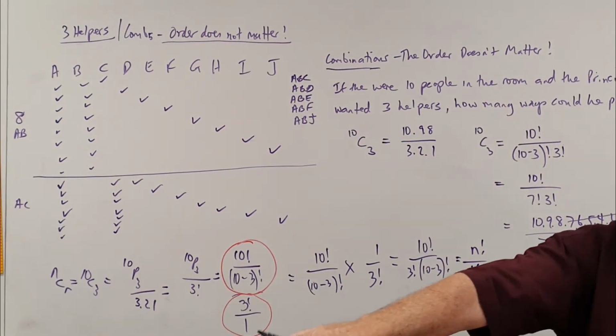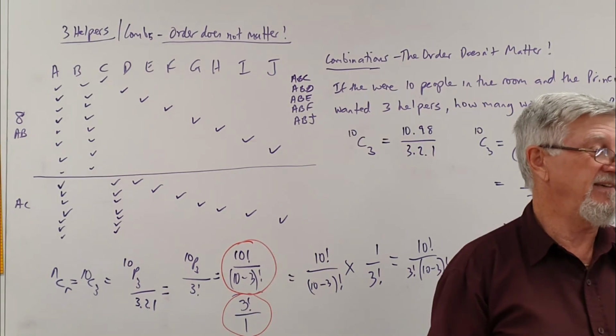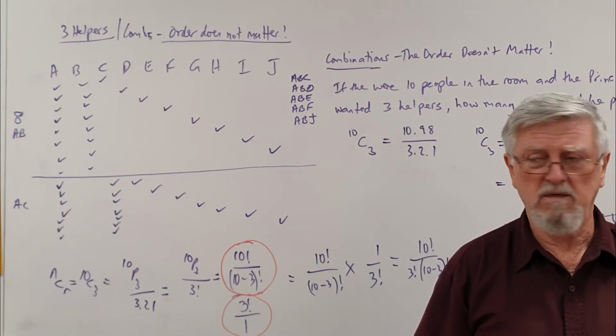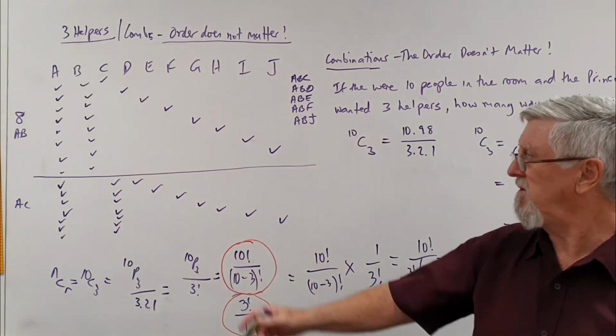So if I had 3 more people in here and Mr. Mill said 3 volunteers, first 3 hands up, there'd be 120 ways. You go, how can there be 120 when there's only 10 people? Well, you can go through and do it.